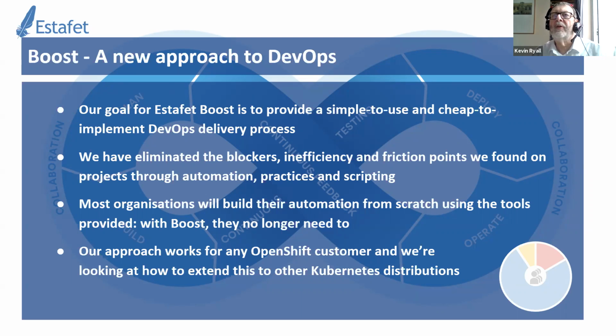The idea is to eliminate the blockers, the inefficiency, and the friction points when building new projects with automation and so on. And obviously, what we've been covering here on this course is the same kind of thing: how do you use containers? How do you build a container-based approach? And how do you write a DevOps style of coding? And Boost is solving some of those same problems. It works with OpenShift, and at the moment we're also looking at how to extend it to raw Kubernetes as well.